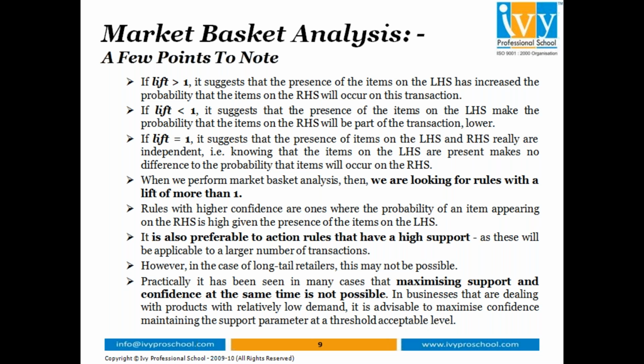Lift less than 1: the presence of the items on the left hand side indicates that the presence of the item or items on the right hand side will decrease. That is a bad rule that I have come up with. And lift equals 1 means you're kind of indifferent: if you buy this product, you may go for the sixth element or you may not. There's a 50-50 chance. In most cases, we look for lift greater than 1, definitely. Lift less than 1 means there's no point in applying that particular rule.